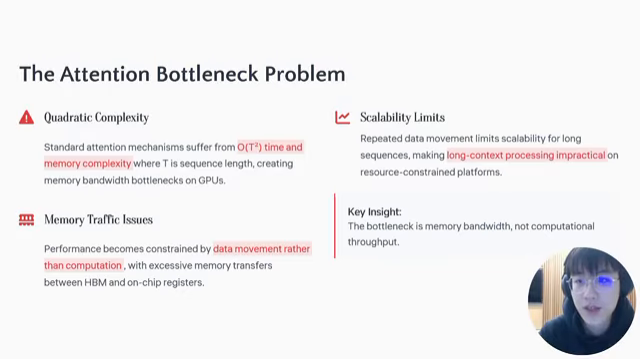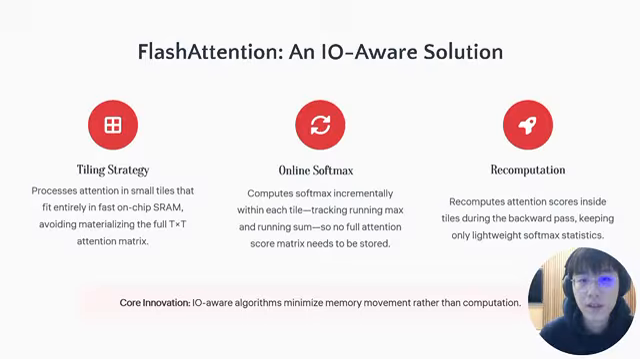As I just mentioned, standard attention suffers from a quadratic complexity in the sequence length T. We not only have to compute the T by T score matrix, we also have to store and move that matrix and the softmax weights in and out of memory. As a result, the performance is dominated by memory traffic between HBM and the on-chip buffer. On top of that, the repeated data movement also makes long context processing essentially impractical on small resource-constrained devices.